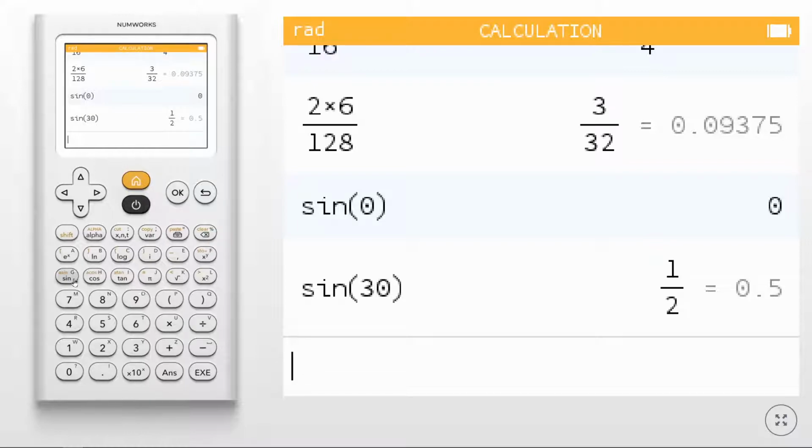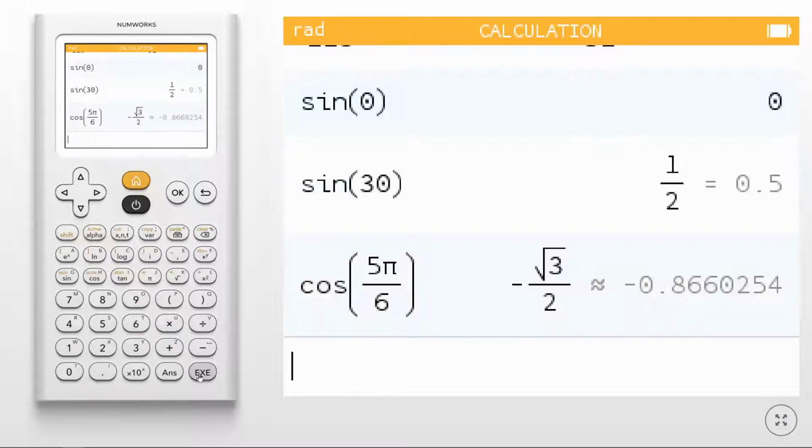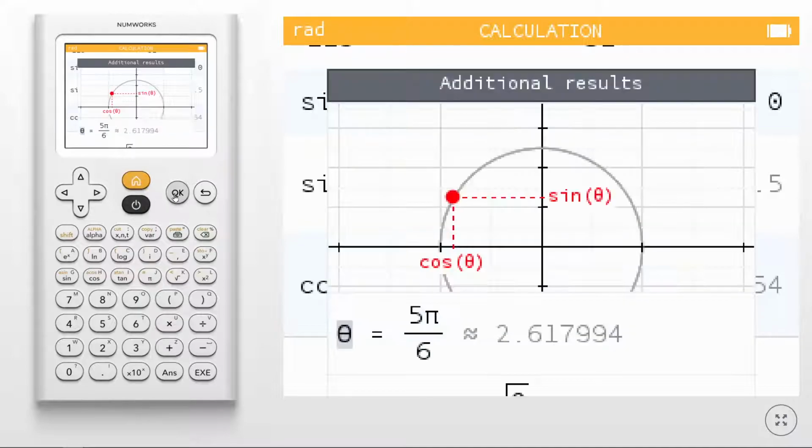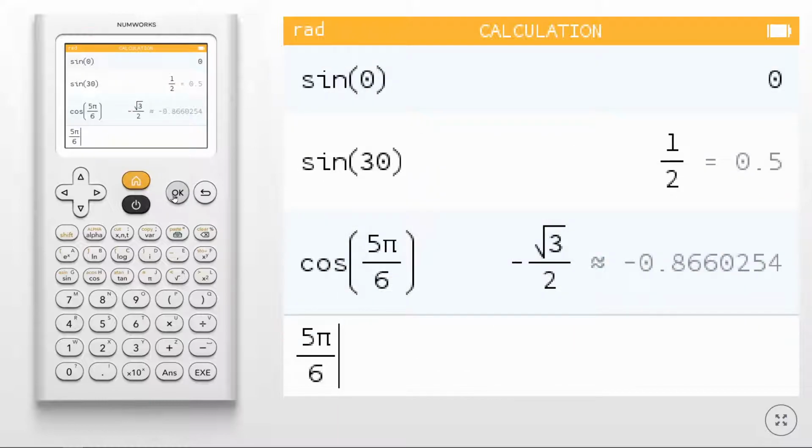So now just to show that that worked, let's do the cosine of, let's say, 5 pi. Hold on a second here, I'm missing 5 pi divided by 6. And that's the answer. By the way, there's an interesting feature that if I've moved the cursor up into this line, there's a dot, dot, dot there. That means that there's some extra information there. You can hit OK, and it shows us where 5 pi over 6 is.